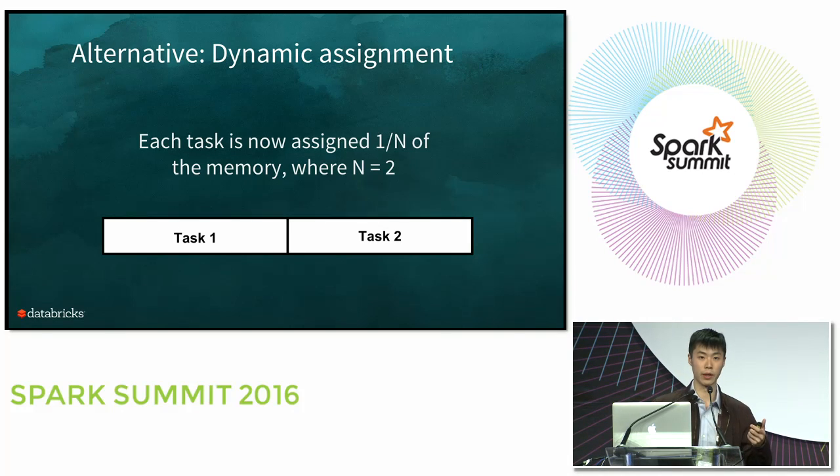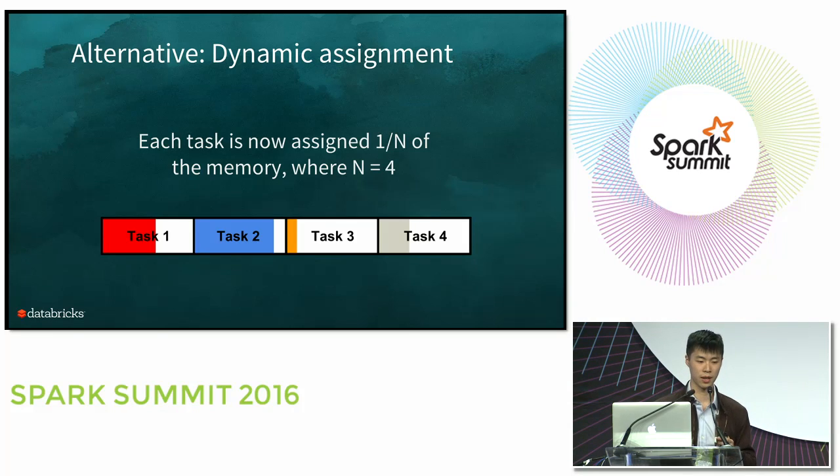So what we end up with essentially is something similar to what we had with static assignment, where we have 2 slots. However, the number of slots are determined dynamically based on the number of tasks. And the spill thresholds for each one of these tasks is now much smaller than before, and so on. If we have more tasks, we're going to evict existing tasks to make room for them.